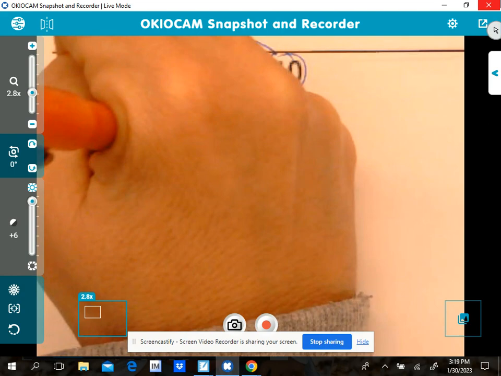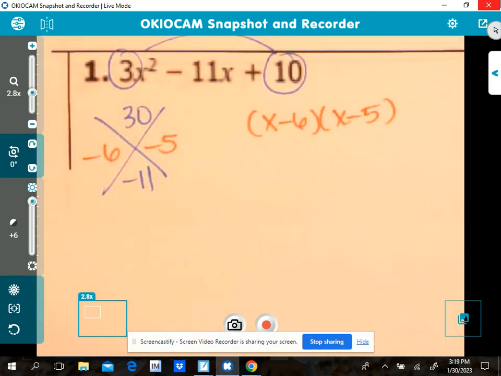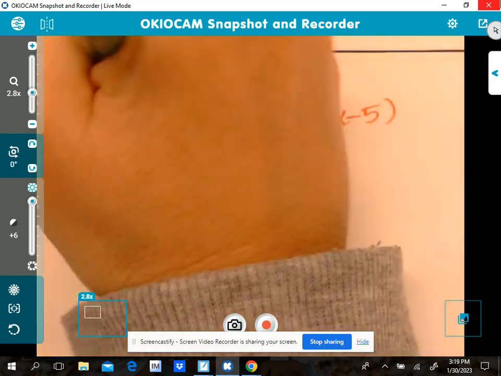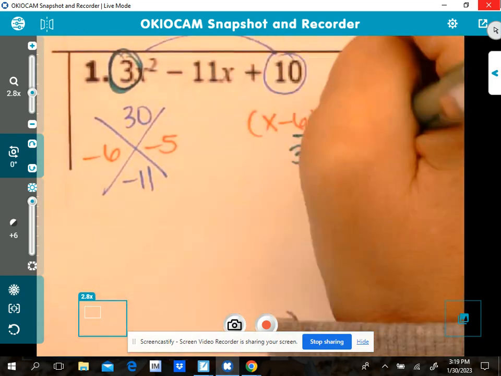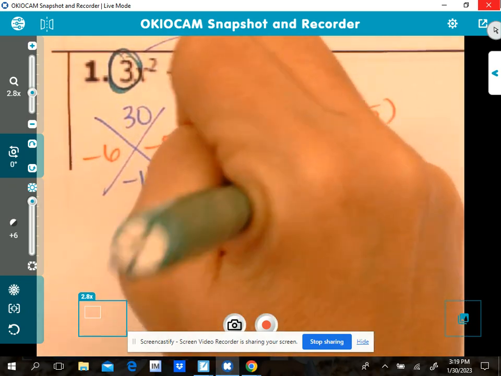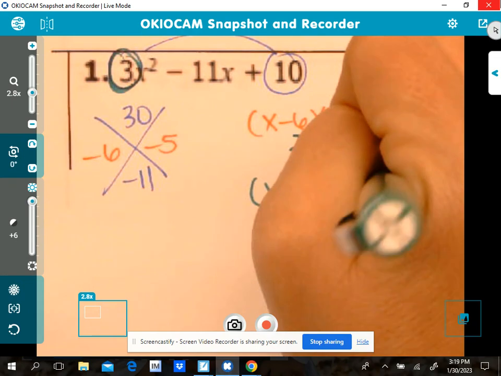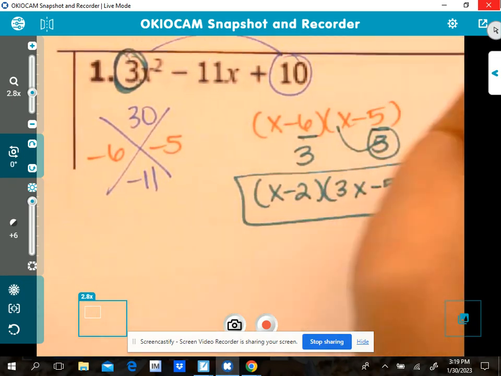All right, so we're going to use negative 6 and negative 5. So I've got x minus 6 and x minus 5. And those are going to be divided by that front number. That's the number you multiplied by. 6 divided by 3 is going to give me 2. And then we're going to bottoms up here and get 3x minus 5.